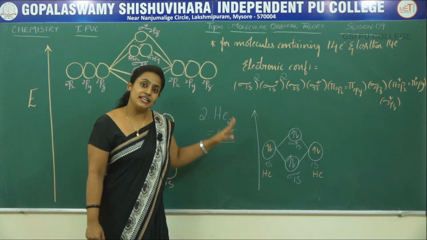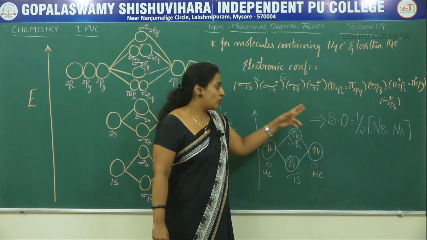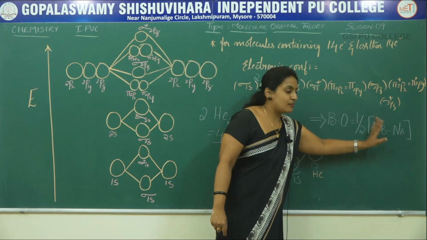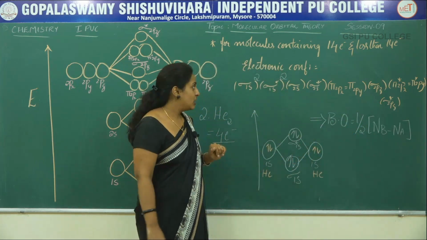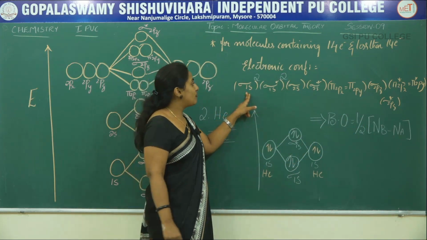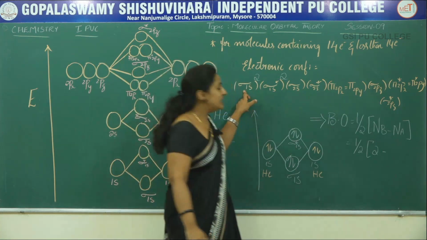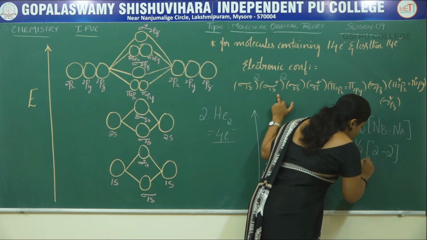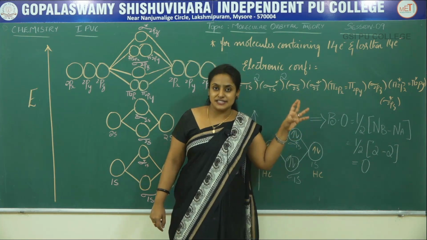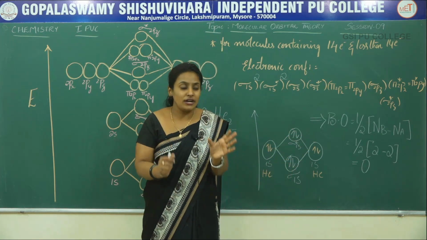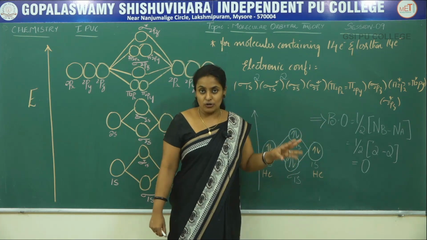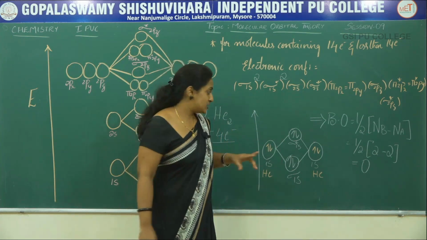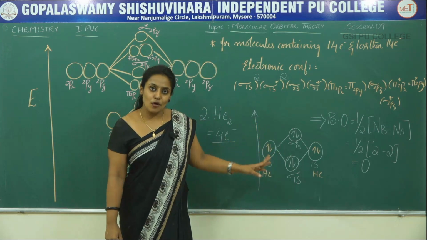Next, we should calculate the bond order. We know that the bond order is equal to half into the number of electrons in bonding molecular orbital minus the number of electrons in anti-bonding orbital. So, you can calculate here the number of electrons in bonding is 2 and the number of electrons in anti-bonding is 2. Therefore, the bond order would be 0. If the bond order is 0, that means no bond exists in the helium molecule. If there is no bond, the helium molecule itself will not exist. There is no existence of this helium molecule.